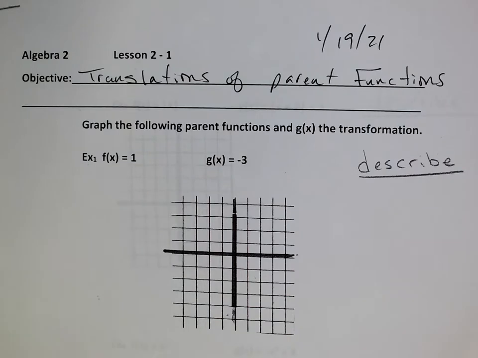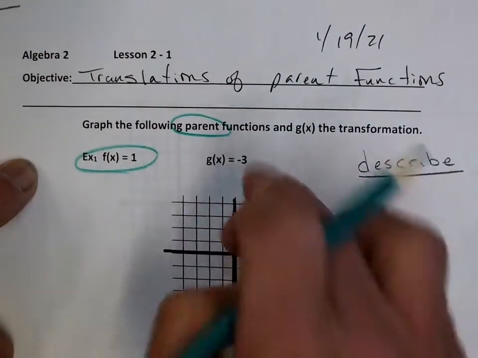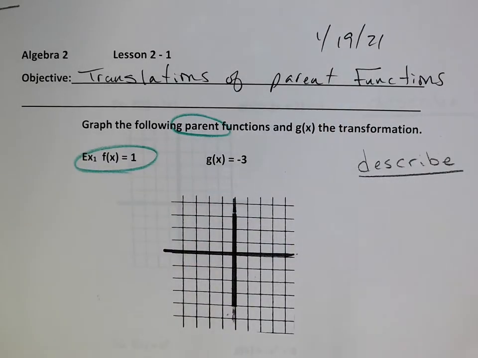So I'm going to use 2 different colors because I want to put the parent function down and I want to put the regular graph down as well. So I'm going to use 2 different colors to do this, okay? So I'm going to do my parent function in blue, and then I'll do my changed graph in red, okay?